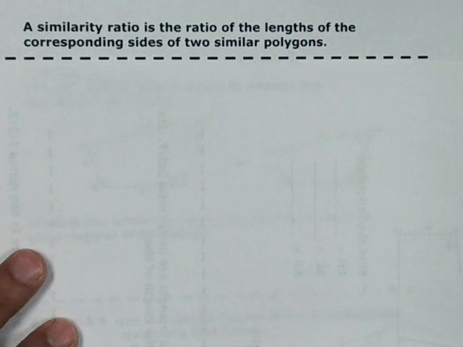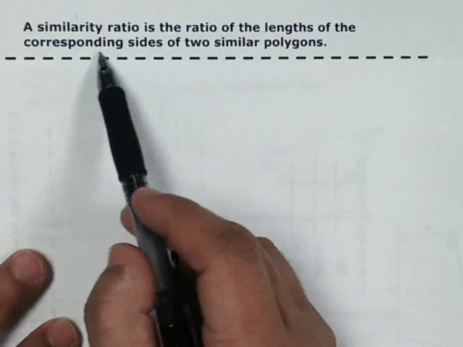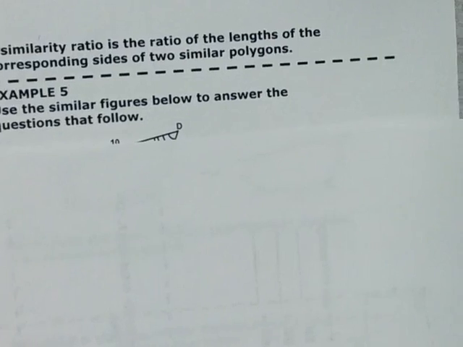Next we have what's called a similarity ratio. The similarity ratio is the ratio of the lengths of the corresponding sides of two similar polygons. Alright, let's look at an example.